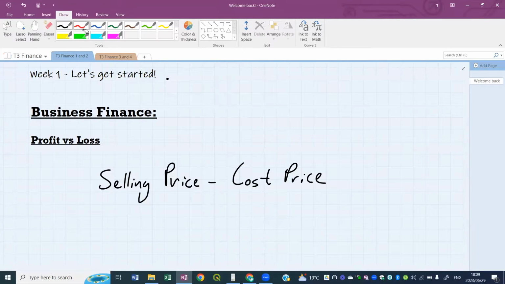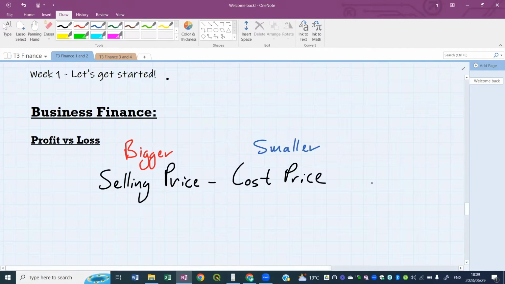So when we have a bigger number here and a smaller number here, all right, the answer for this sum, selling price minus cost price, will be positive. Okay, so I'm going to write here positive.